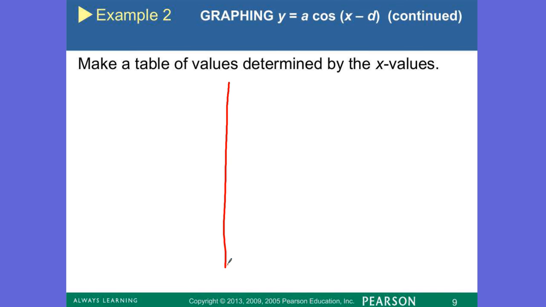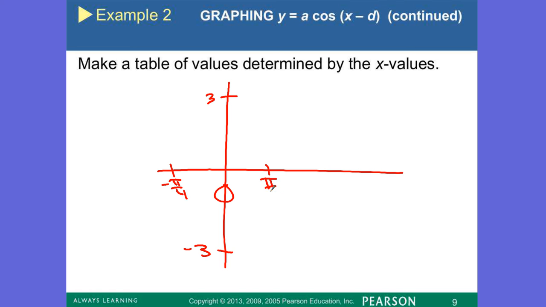So let's take a look. I have my graph. My amplitude is 3. So it goes up to 3, down to negative 3. Okay. I'm going to mark 0. So what was my starting point? Negative pi over 4, right? Yeah. What was the next one? Pi over 4. Next one. 3 pi over 4. 5 pi over 4. And 7 pi over 4.